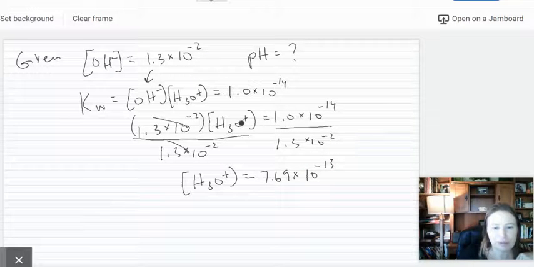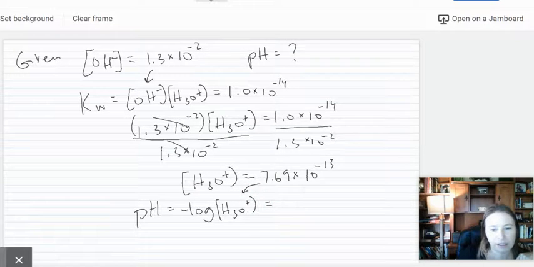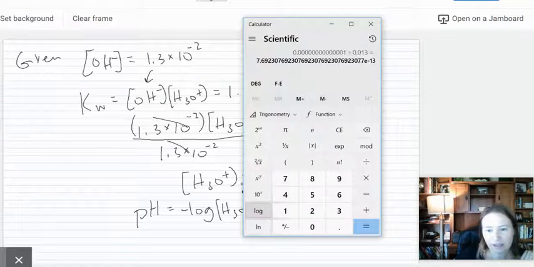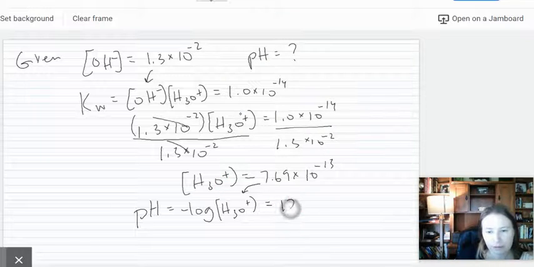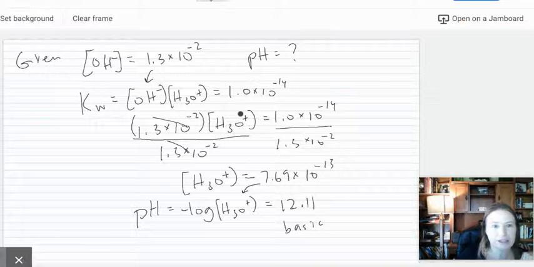And then pH is going to be the negative log of H3O plus. So plug this value in here. And I can do that very easily if I hit log and then negative. It's 12. There's 2 sig figs, so 12.11. And since that's greater than 7, this is going to be basic or alkaline. And let's check our answer.